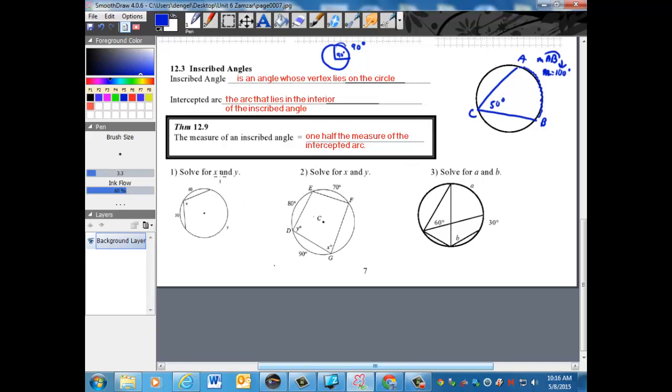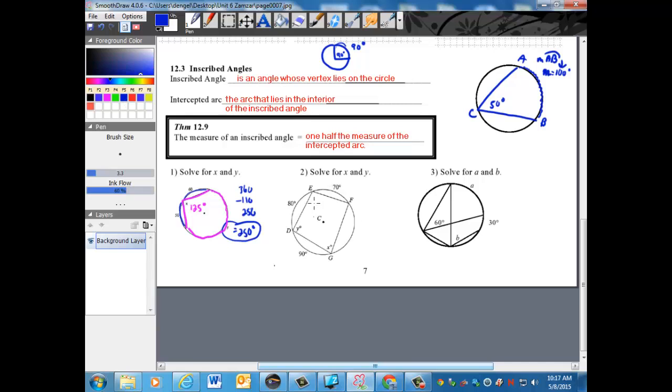On problem 1, we have 60 degrees here. We have 50 degrees here. We take 360 minus 110, which gives us a remaining 250 degrees for y. And if you look at angle x's intercepted arc, let's go ahead and highlight angle x. There's angle x, there's its intercepted arc. Angle x is going to be half of 250 degrees. We get 125 degrees.